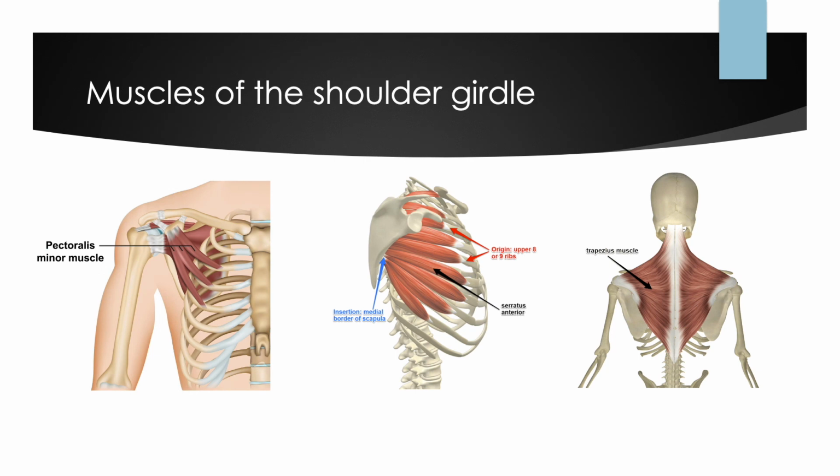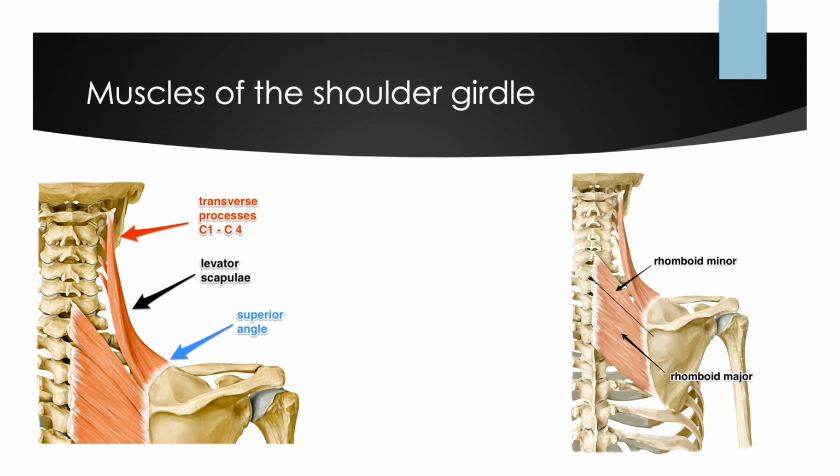So let's start off with the muscles of the shoulder girdle. First off, we have the pectoralis minor muscle, which you can see here in this photo. Next, we have the serratus anterior, which is located on the rib cage. And finally, we have the trapezius, which is a triangle-shaped muscle on your back neck area. Next, we have the levator scapulae, and its name actually alludes to its function because it helps elevate the scapula.